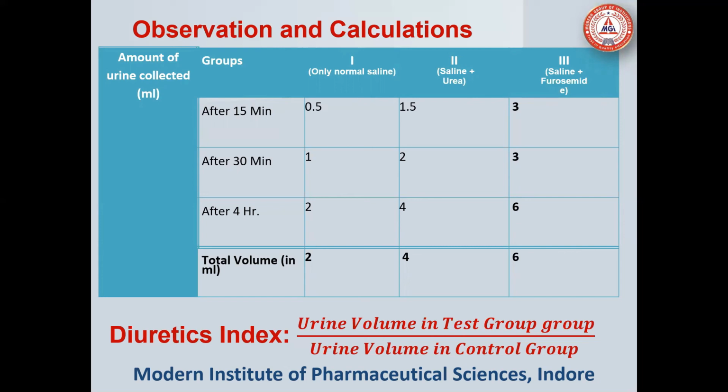Now how can we calculate which diuretic is more effective? So we work out the diuretic index, that is urine volume in the test group divided by urine volume in the control group. As we see, in the second group, saline plus urea, the urine volume is 4, and in the control group the urine volume is 2. So the diuretic index for the group second is 2 and the diuretic index for the group third is 3.